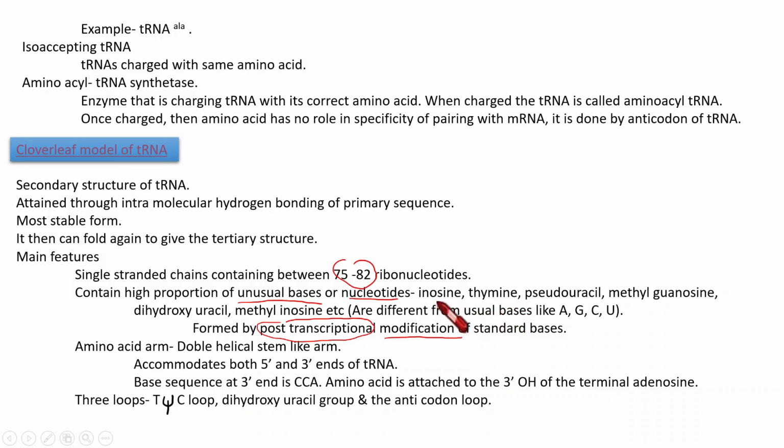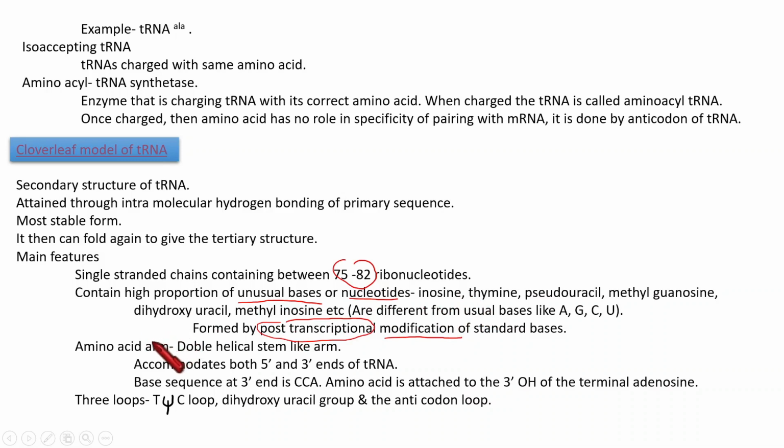And which are the names of some unusual bases? They are inosine, thymine, pseudouracil, methyl guanosine, dihydroxyuracil, then methyl inosine. So many such types of unusual bases are present in the tRNA. For remembering the names of some of these unusual bases, I have created a code and I have uploaded it in Rani's Easy Memory and another channel of mine. So those who are interested can go and watch that.